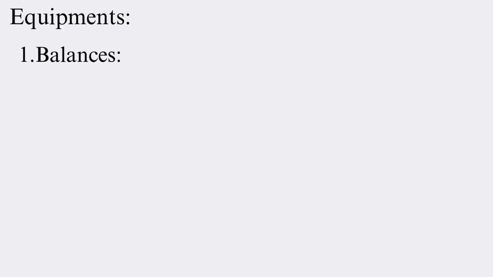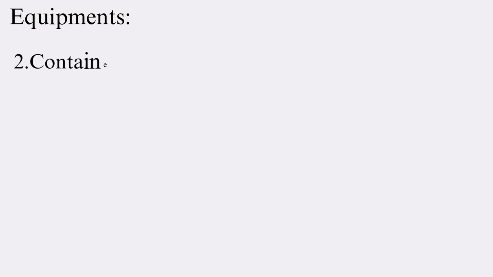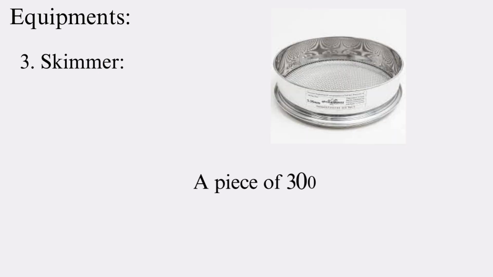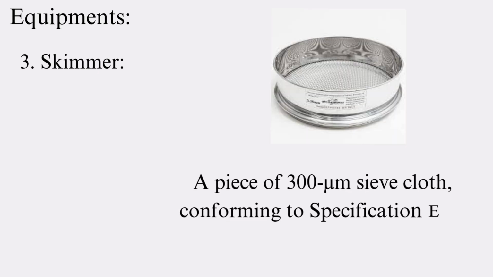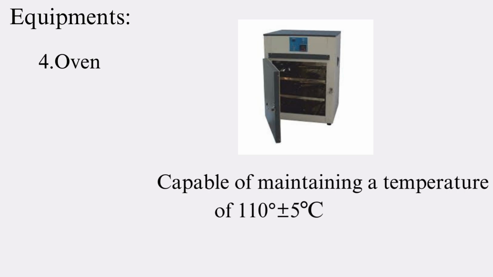Balances. Accurate to 0.1% of the test sample mass. 2. Containers. Suitable for immersing the aggregate sample in water. 3. Skimmer. A piece of 300 mm sieve cloth, conforming to specification E11. 4. Oven. Capable of maintaining a temperature of 110 ± 5 degrees Celsius, 230 ± 9 degrees Fahrenheit.